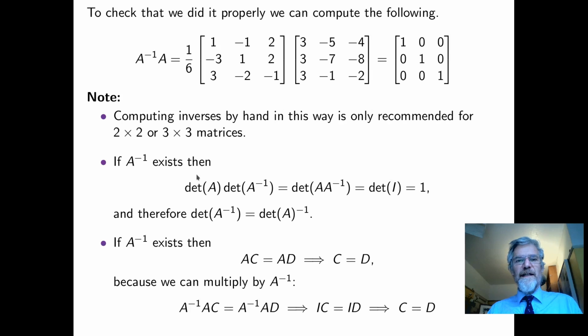Once you've got that matrix, it's a good idea to check that it actually works, because there's lots of things you can make a mistake with. You'll actually catch your mistake if you multiply A inverse, your supposed inverse, times A, and if one of these numbers is wrong, then you can catch your mistake.